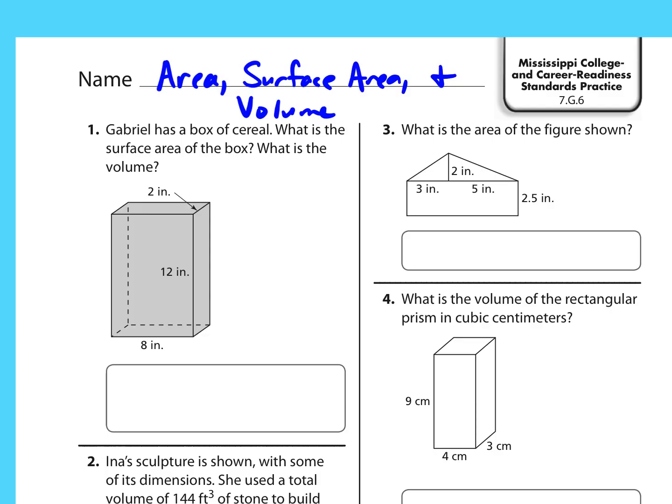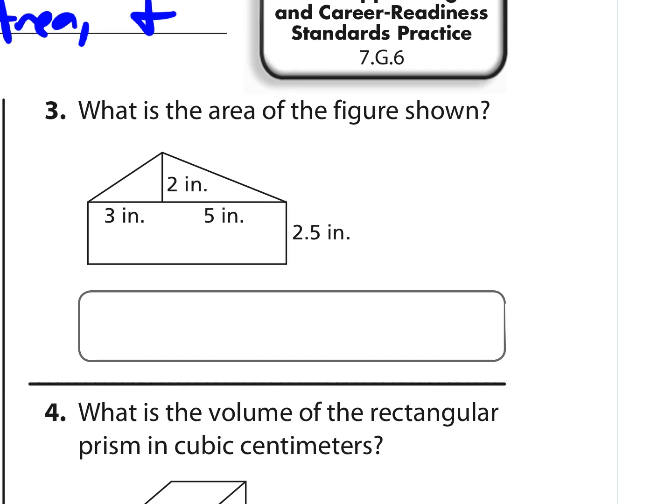Standard G6 is about area, surface area, and volume. This standard really focuses heavily on using formulas to find different size figures, different dimensions. Number 3, what is the area of the figure shown? One thing I noticed very quickly is this is a composite figure.